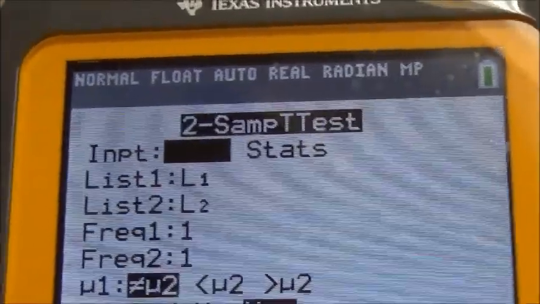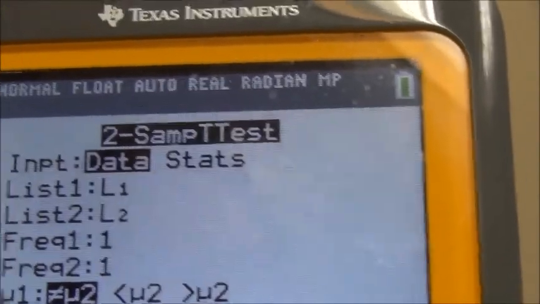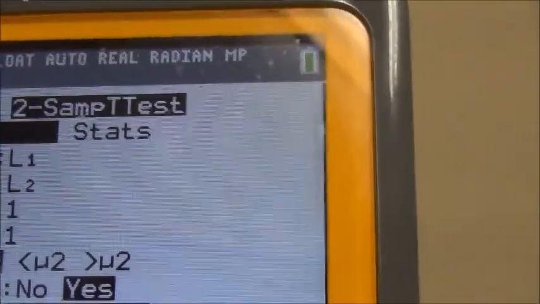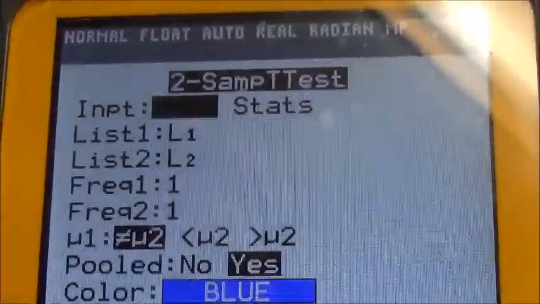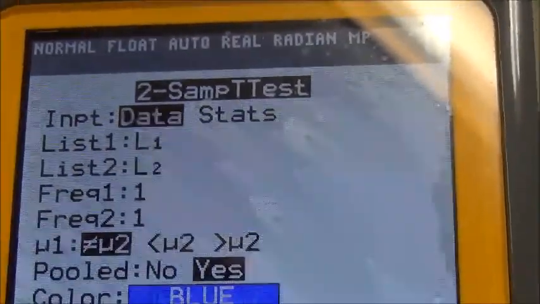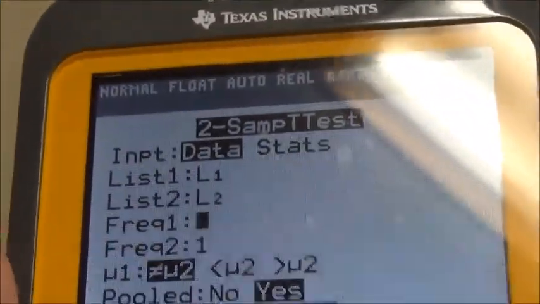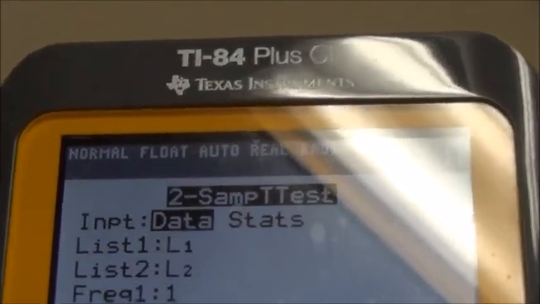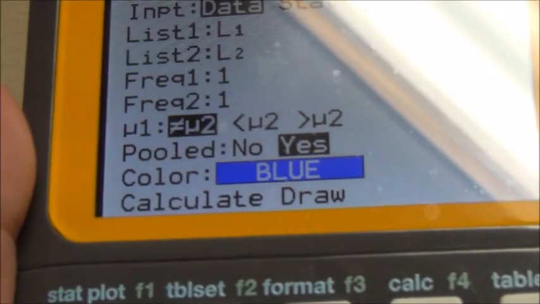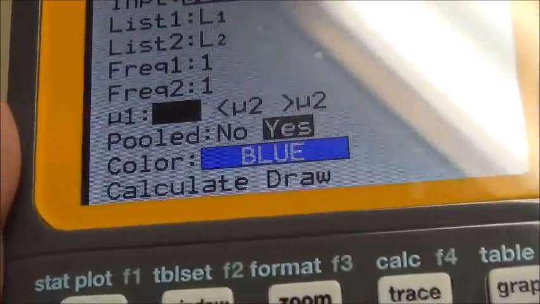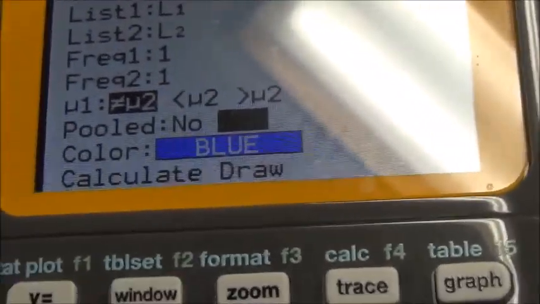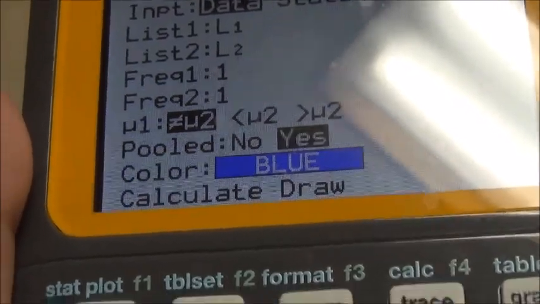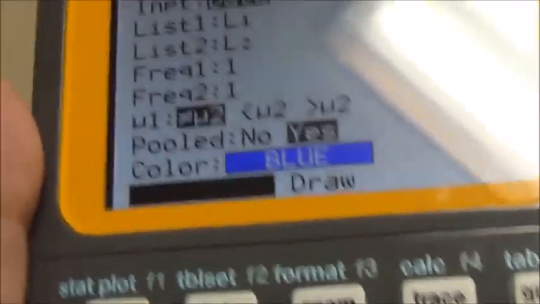We are going to use the data. So data should be highlighted. If not, highlight and hit enter. We are going to use list 1 and list 2, which should already be in there. But if not, second function 1 for list 1, second function 2 for list 2. Frequencies, both 1. In this case, we wanted mean 1 not equal to mean 2, which is the choice that I already had highlighted. But if not, highlight and enter. On the pooled, on this one, they want them pooled. So make sure you have yes highlighted and enter on yes. Then once you're done getting your data in there, you can go ahead and calculate.